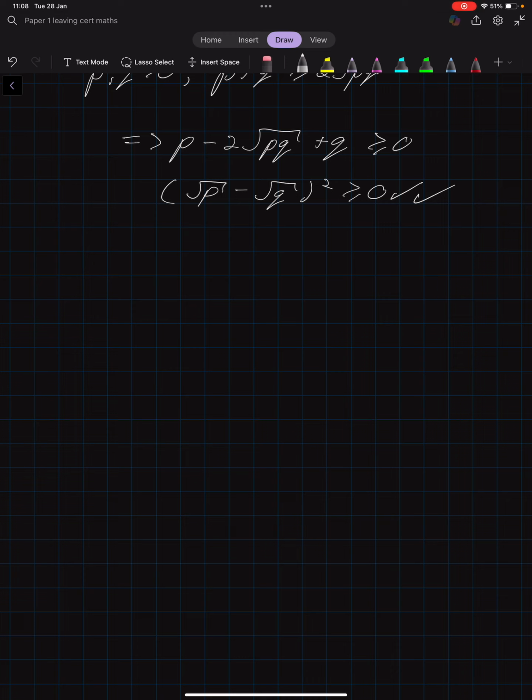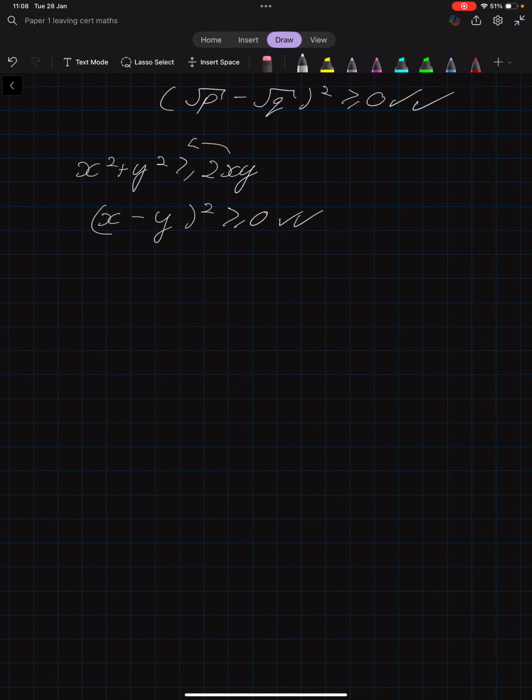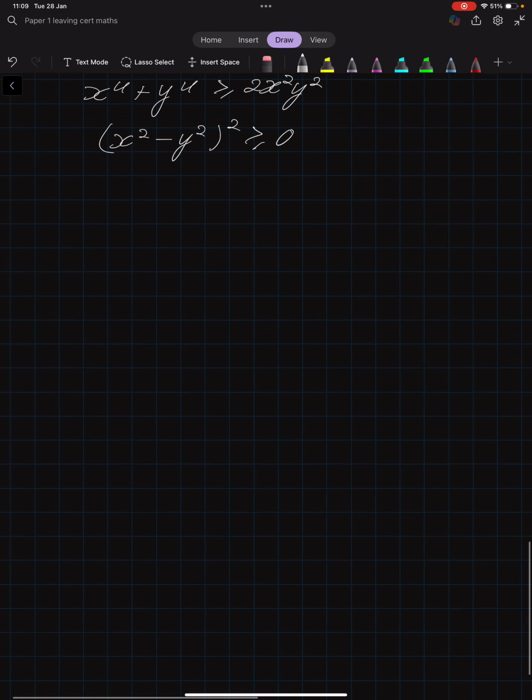Alright, so the first part is prove that x squared plus y squared is greater than or equal to 2xy. Okay? And that is again just x minus y squared is greater than or equal to 0. So just the exact same thing that we just did. Just bring it over, factorize, and off you go. The exact same thing with this one. It says show that x to the 4 plus y to the 4 is greater than or equal to 2x squared y squared. Again, this is x squared minus y squared, squared, is greater than or equal to 0. Okay? Now, this is the really hard one.